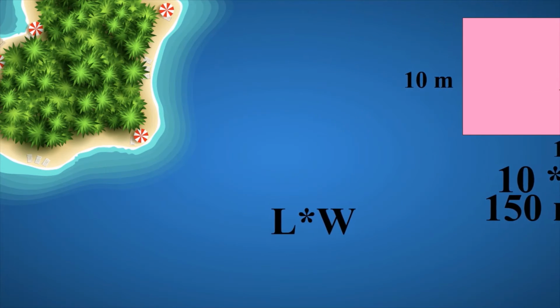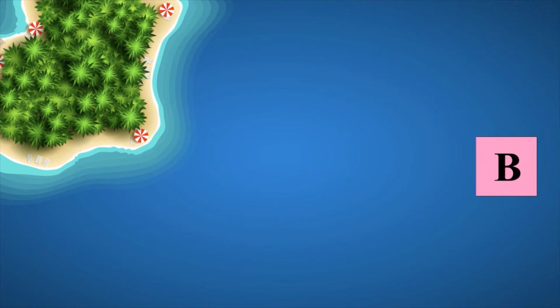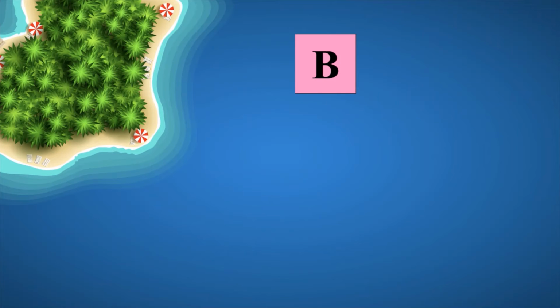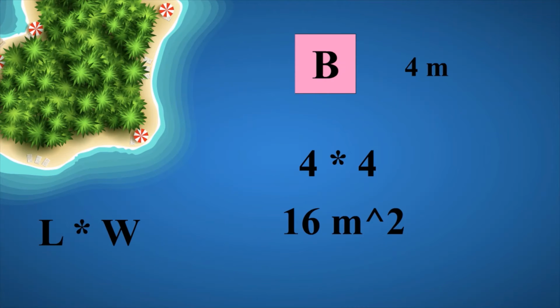Alright, now let's take a look at shape B, which is a basic square, and it's pretty easy because squares have all the same sides. And so if we know one side of a square, we can find the area of it. And so, the formula for a square is the length times width. We know one side is 4, so we multiply 4 times 4 and get 16 meters squared.